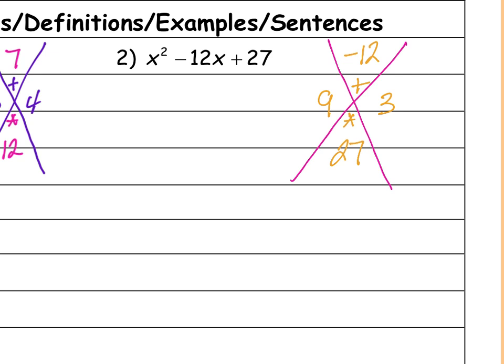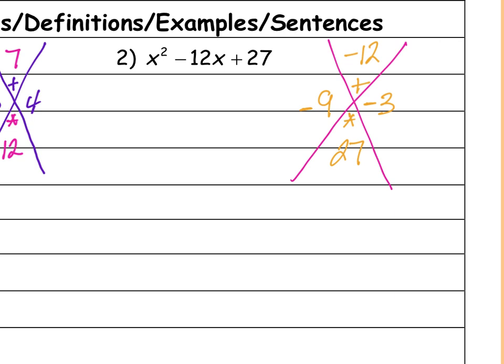Negative 9? Negative 9. So negative 9 plus 3 is negative 12. And negative 9 times positive 3 is positive 27. Oh, negative 9 plus negative 3. Negative 9 and negative 3. There you go. So negative 9 and negative 3 is negative 12. Okay? And negative 9 times negative 3 is positive 27.